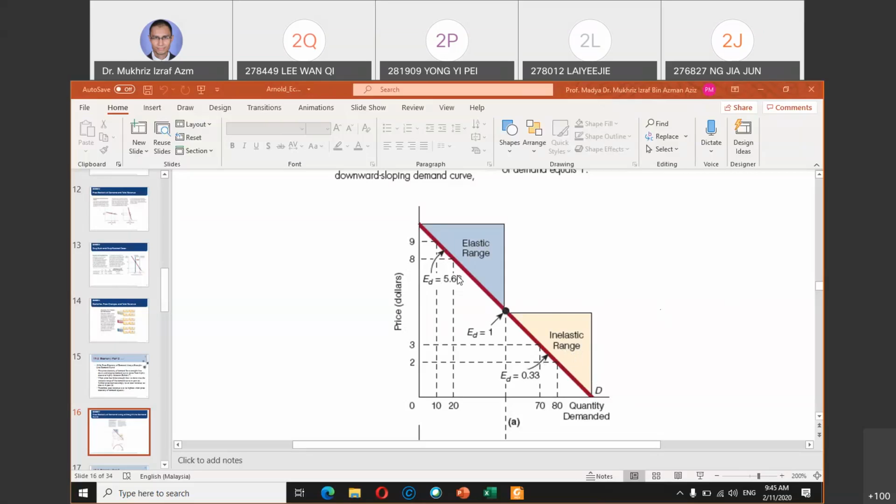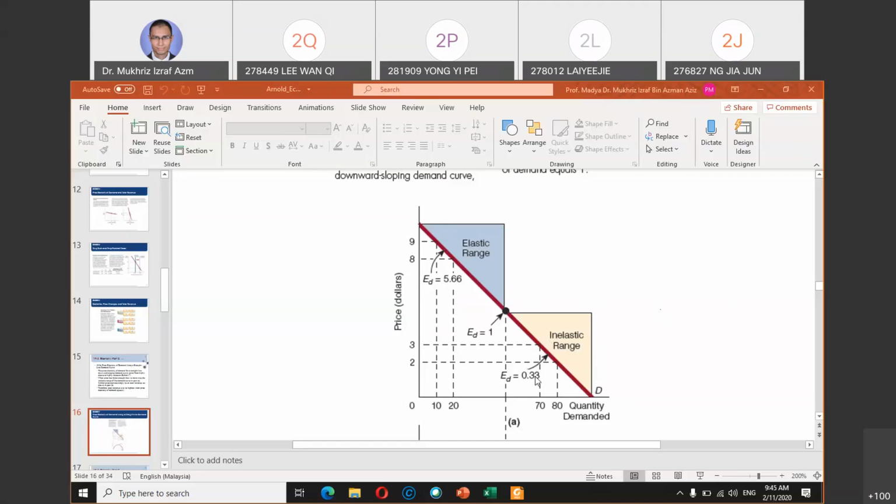You can calculate this on your own and see whether you can get 5.66 or not. And here you can get 0.33, given the quantity changes from 70 to 80 and the price changes from 3 to 2 or 2 to 3. Here 8 to 9 and 10 to 20. Calculate this on your own and see whether you can get 5.66 or not, using the simple change in quantity divided by change in price.